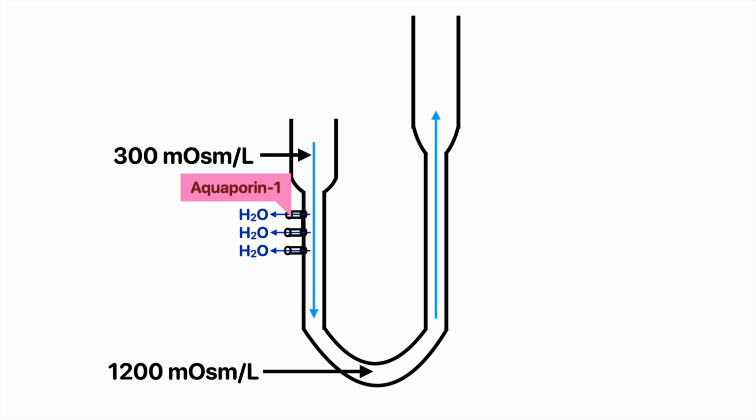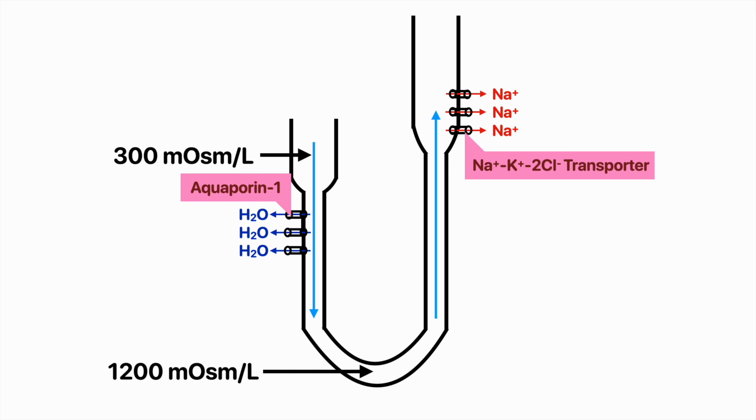The permeability of the ascending limb is just the opposite of that of descending limb. That means ascending limb is permeable to sodium ions, but it doesn't allow movement of water. Sodium ions come out in the interstitium via Na plus K plus 2Cl minus co-transporters which are present in the thick part of the ascending limb. As this movement is not followed by water, the osmolarity of the fluid starts decreasing. Eventually, it becomes isotonic and then hypotonic.